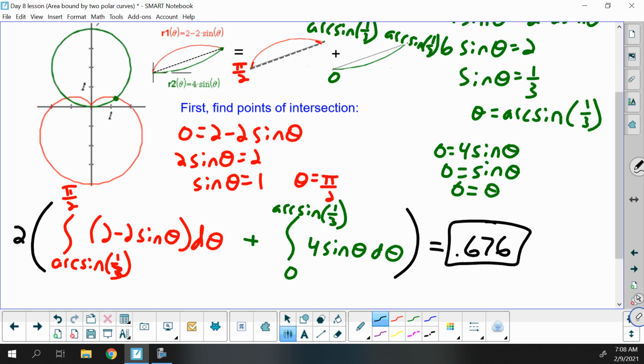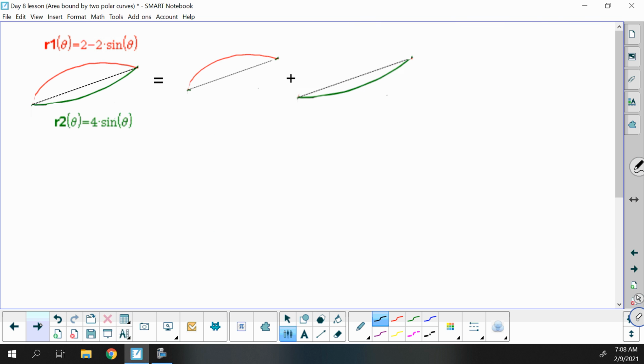Now, most of the ones on your homework, you've got to do in exact form. They'll be more manageable because you won't have the arc sine of a third that you'd have to sub in. And the next one we do, we'll show you working it all the way through in exact form.